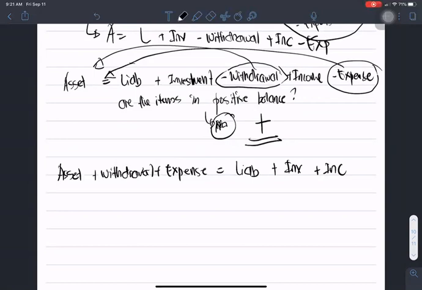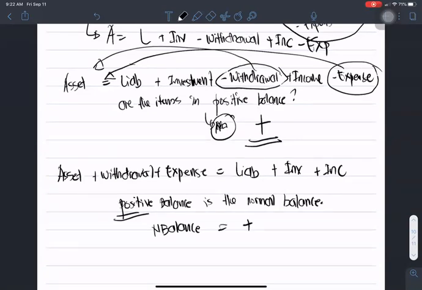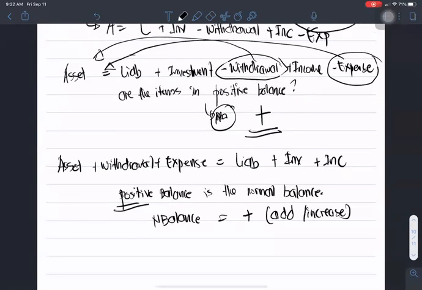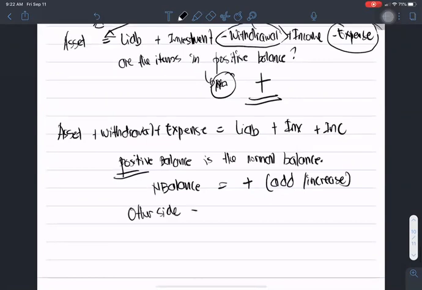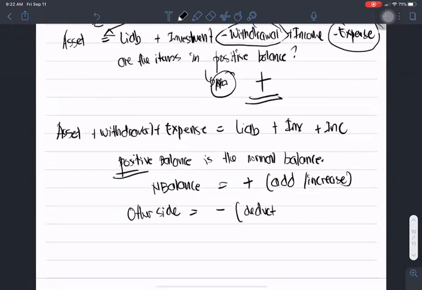Since everything now is in positive form, take note, the positive balance is the normal balance. So when we say normal balance, it should be at its positive form. So pagka normal balance pala yan, it is positive. So meaning, add or increase. Pagka other side, it is negative, meaning deduct or decrease.